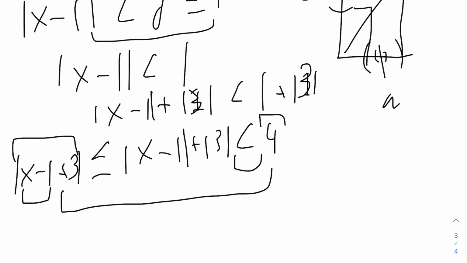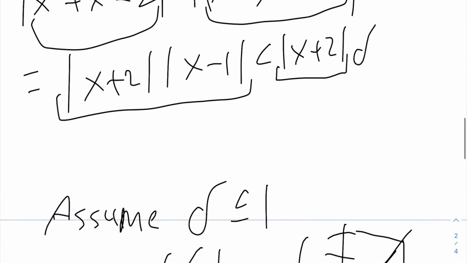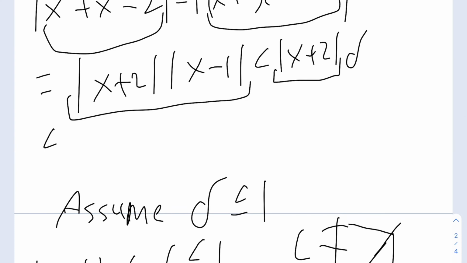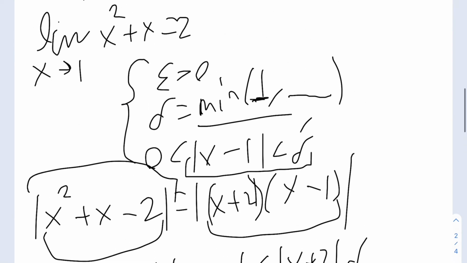So with the algebraic manipulations, you can see that |x + 2| is less than 4. Okay, so that was actually a little bit of work. So now we know that |x + 2| is less than 4. So then |x + 2| times delta is less than 4 delta. And then again, we want to choose a correct delta value so that 4 times that number is equal to epsilon. In order to finish off our proof, we want to show that this |x squared + x - 2| is less than epsilon. So we would choose a delta equal to epsilon over 4 to finish our proof.